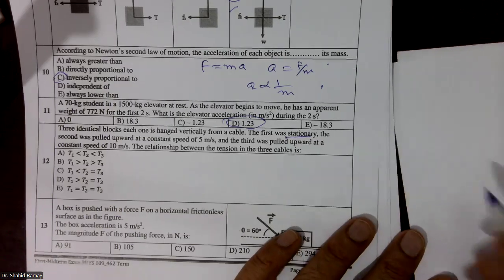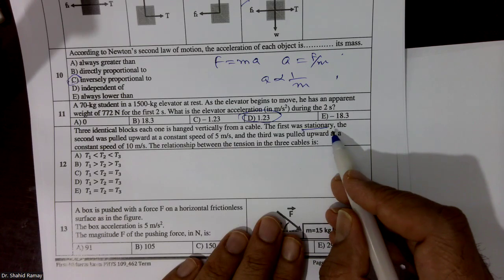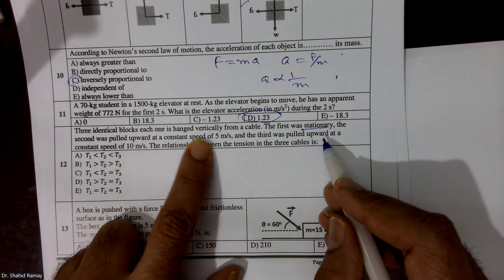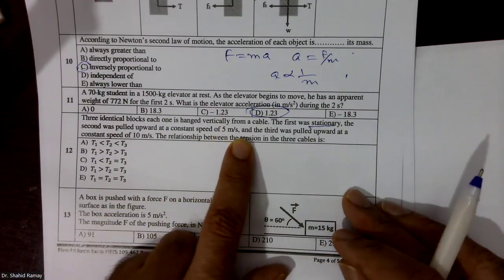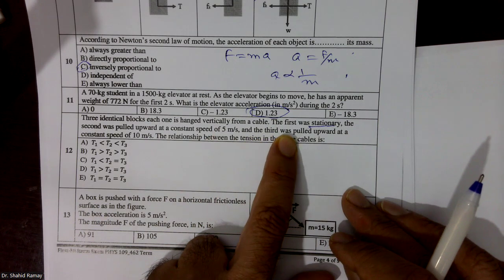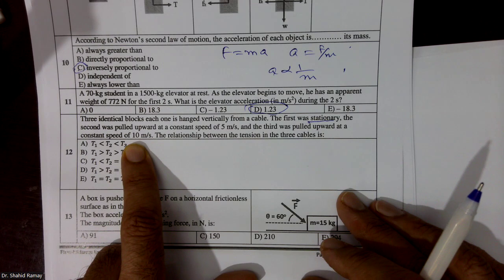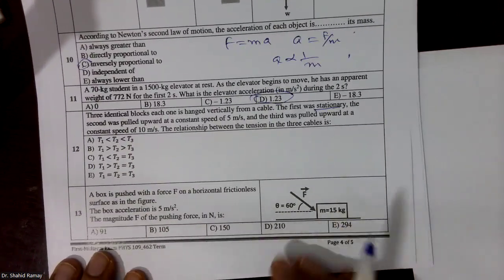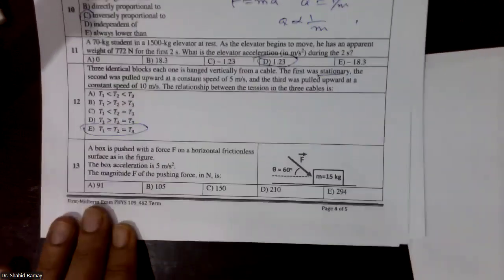Because the first block is stationary. Stationary means at rest. At rest means its acceleration is 0. Okay. Second, constant speed of 5 meters per second. Acceleration is again 0. So the net force is 0. And the third was pulled upward at a constant speed of 10 meters per second. It is also constant and acceleration is 0. So it means in the whole system, the tensions will be equal. So that's why the answer is this one.